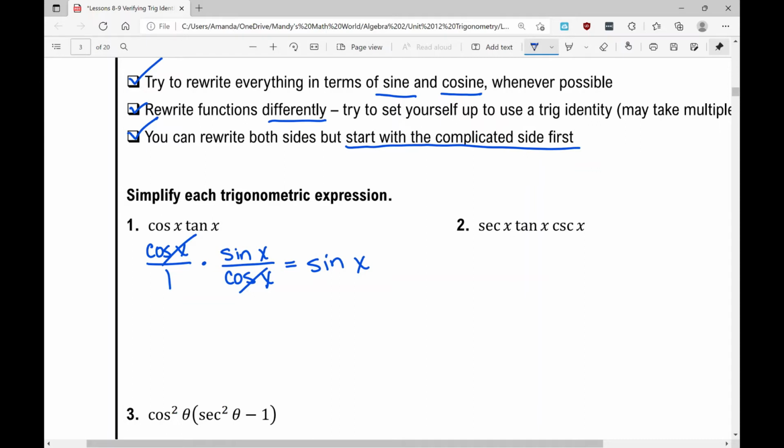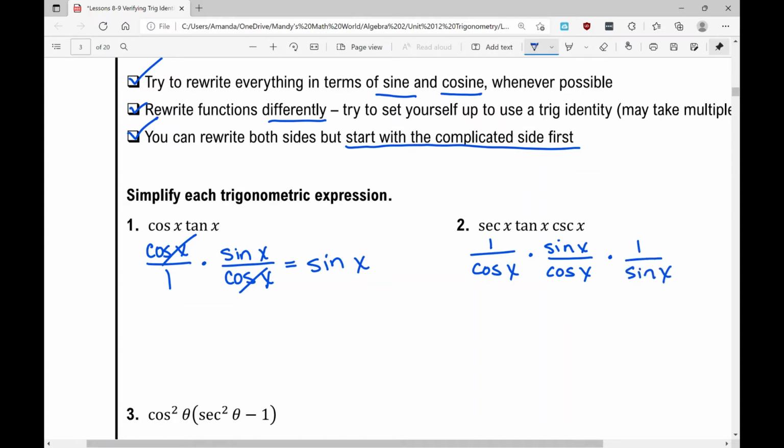I have 3 trig functions here. Secant x times tangent x times cosecant x. So using that table, go back to it. Secant x, how can I rewrite that? It's 1 over cosine x. Times tangent x, how could I rewrite that in terms of sine and cosine? That's sine x over cosine x. Times, and then cosecant x, how could I rewrite that in terms of sine and cosine? That's 1 over sine x.